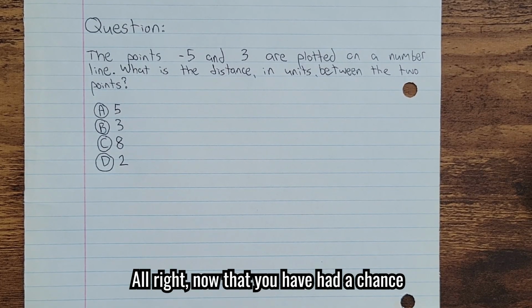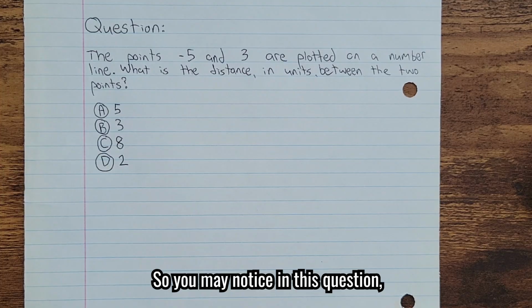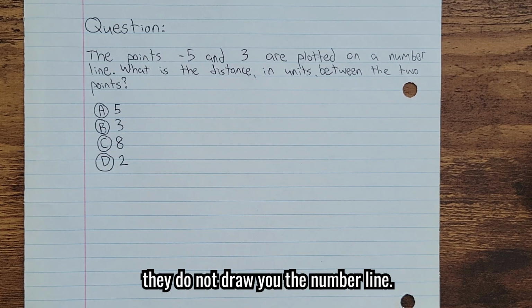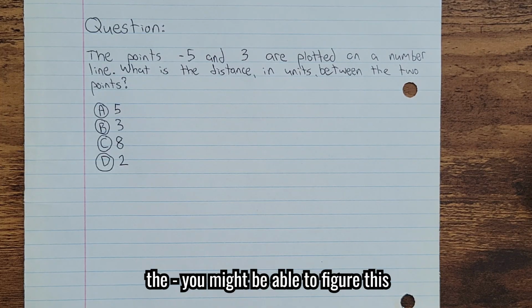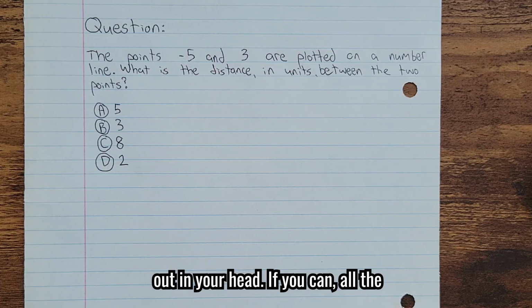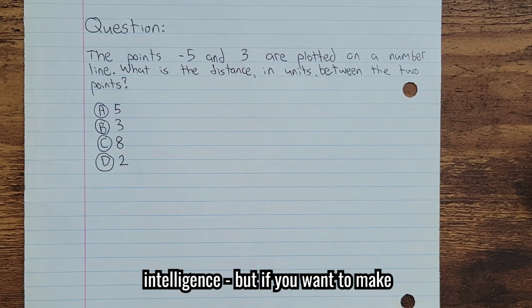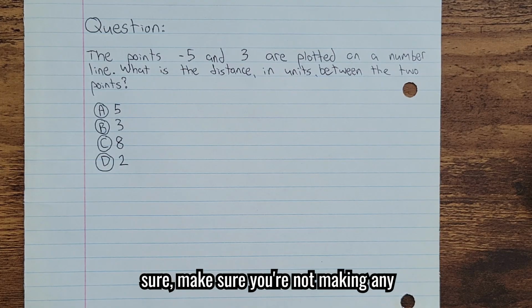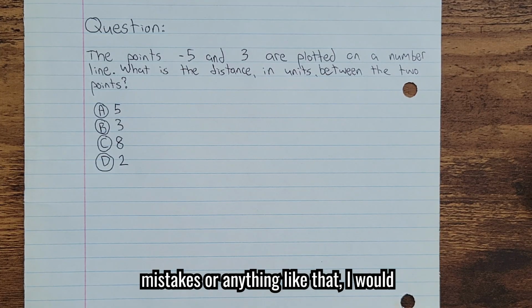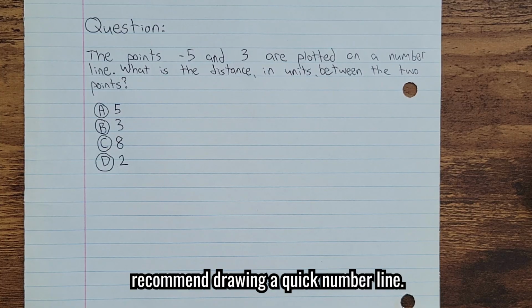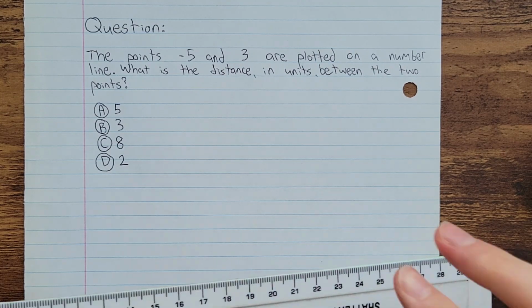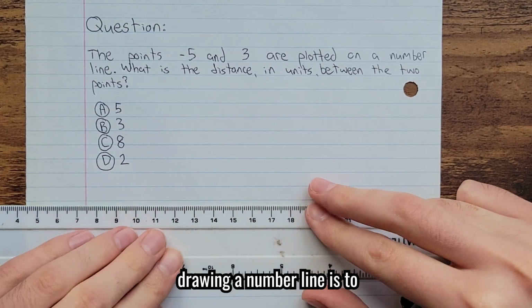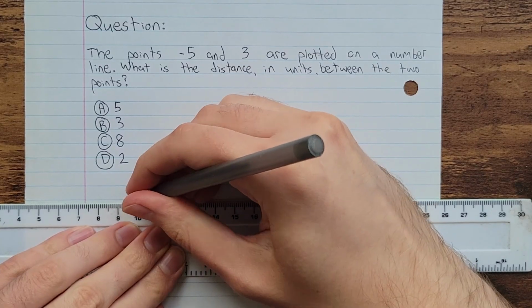Alright, now that you have had a chance to go through it, let's do it together. So, you may notice in this question, they do not draw you the number line. There's no number line written there. So, you might be able to figure this out in your head. If you can, all the power to you. You show off your intelligence. But if you want to make sure you're not making any mistakes or anything like that, I would recommend drawing a quick number line. So, first step of drawing a number line is to draw a line.